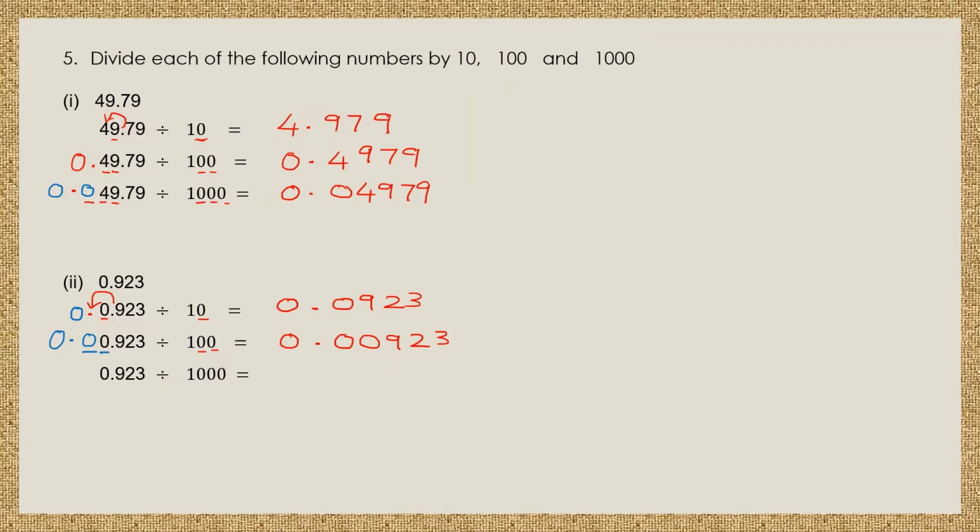0.00923. Next one, division by 1000, 3 zeros, so 3 places to the left, 1, 2, 3, and then I put my point, 0 before that, and fill in these with zeros. So my final answer is 0.000923.